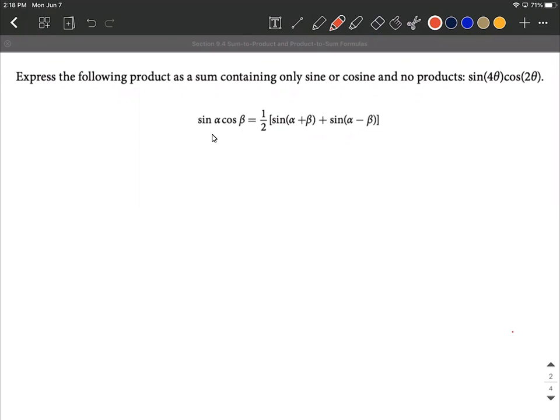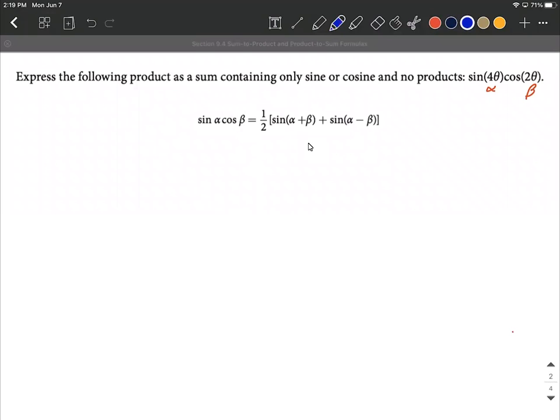So I've gone ahead and pulled up the formula for product to sum. And as we get going on this, I'm going to first identify that we have sine times cosine. So we're using this formula. I'm going to use alpha to be 4 theta, and beta is going to be 2 theta.